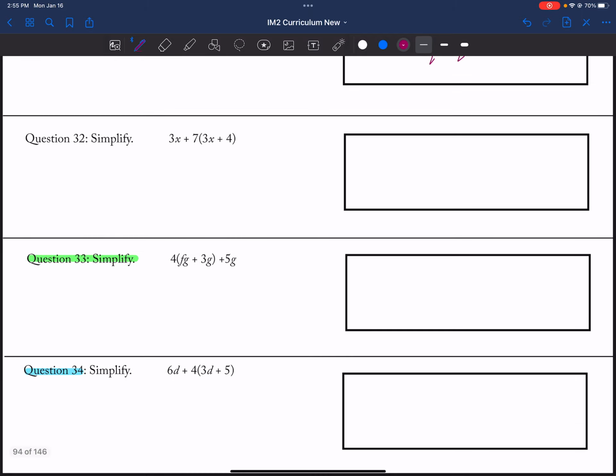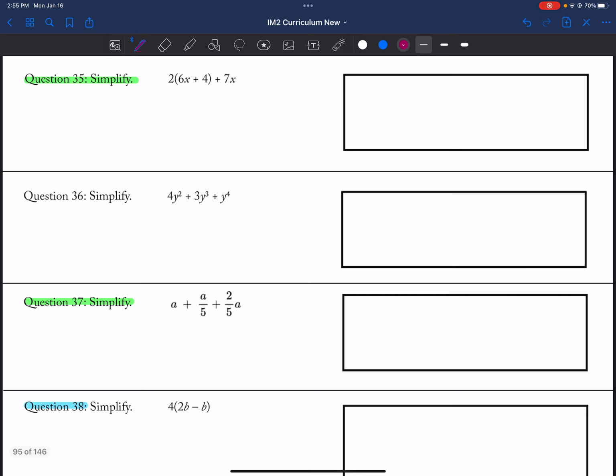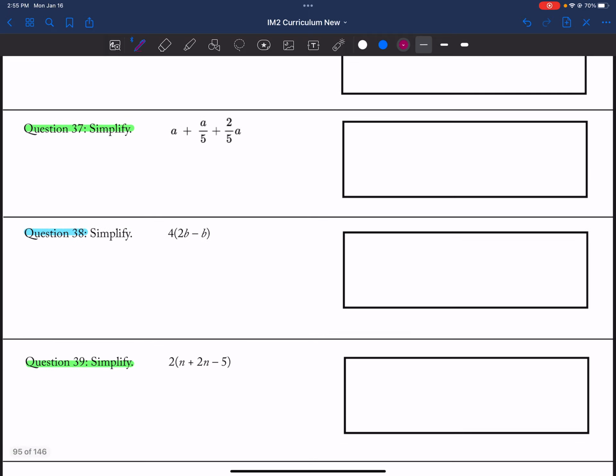Okay, so now I'm going to use the distributive property and then see if I can combine any like terms. So I'm going to distribute my 4 through here. So I have 4fg plus 12g plus 5g that was hanging out on the outside. So I have 4fg plus 17g. Okay, and then 35, distribute my 2. So I get 12x plus 8 plus 7x. So I have 12x and a 7x gives me 19x plus 8. So 19x plus 8.